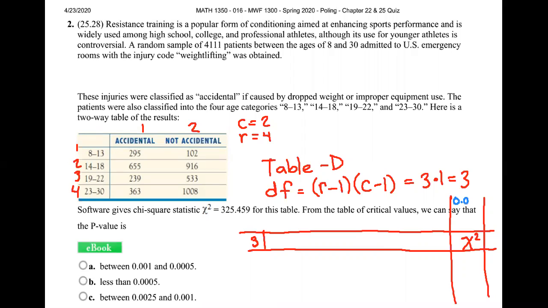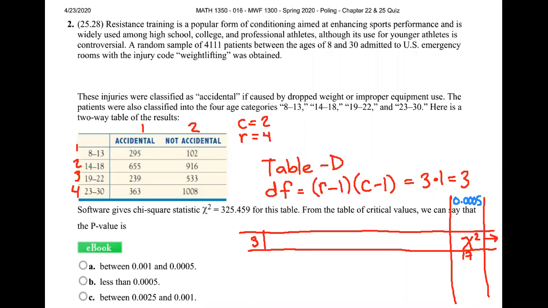The p-value for the largest chi-square listed in the degrees of freedom 3 row is 0.0005. And since this chi-square is smaller than ours, then we know our chi-square is getting larger.